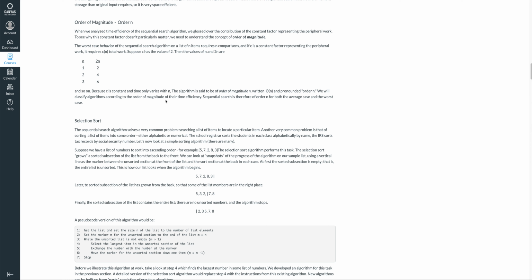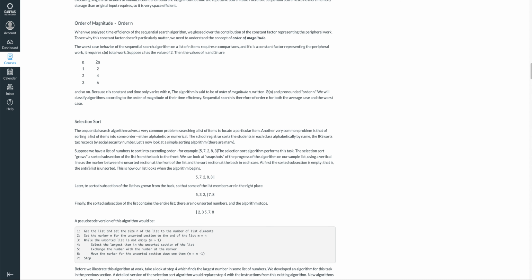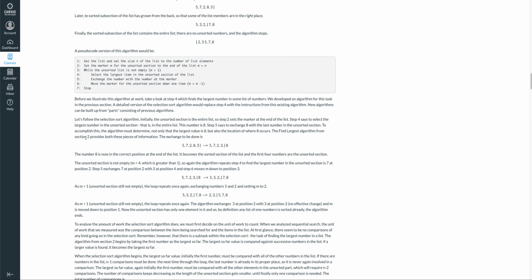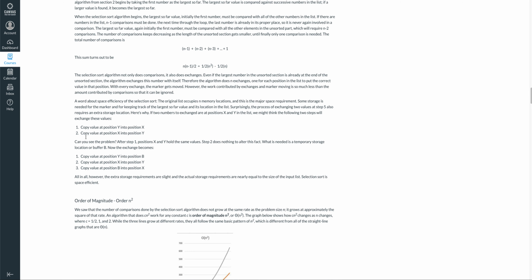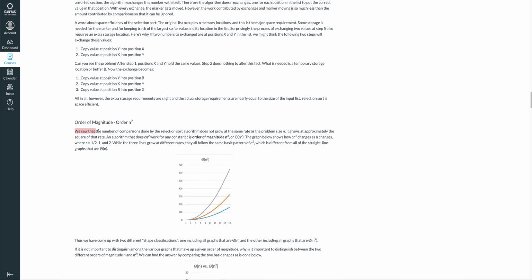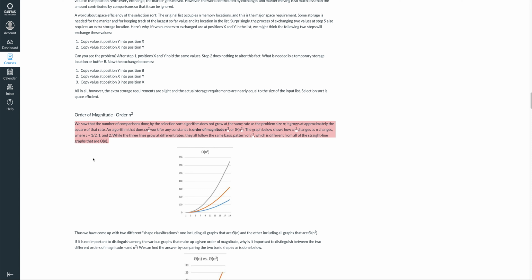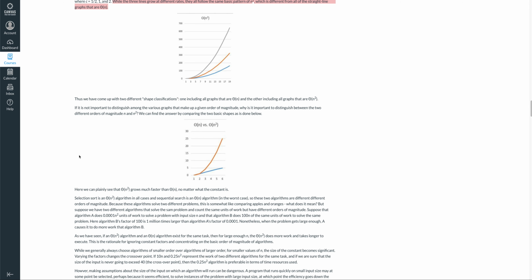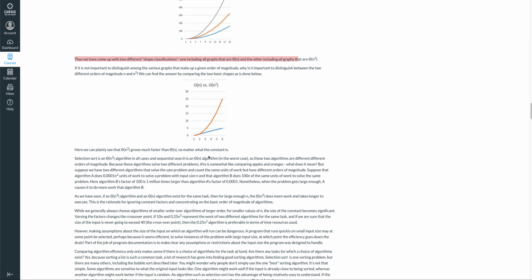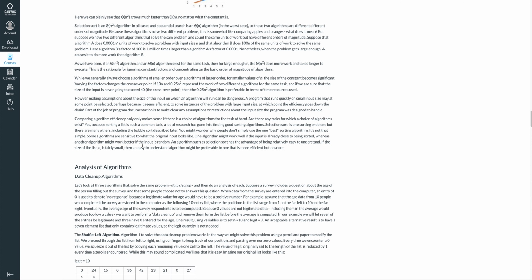So, continuing on, we have our selection sort, which was in the last section, so I'm not going to go over it too much. We have this, again, order of magnitude. It tells you how the number of steps will be influenced by this n squared function.